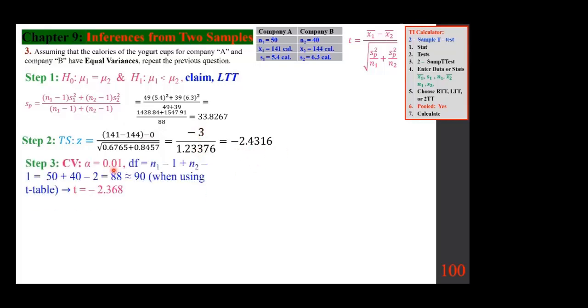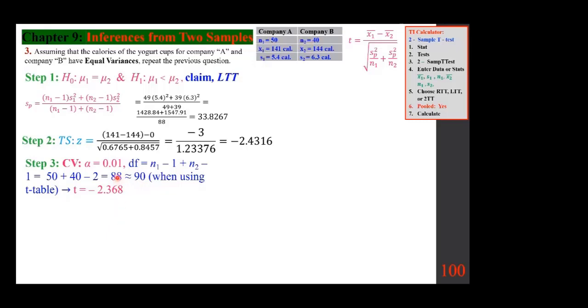Critical value, alpha is 0.01. Degrees of freedom, they add up. In other words, 50 minus 1, 40 minus 1, they add up to 90 minus 2, or 88. Now, again, if we are going with the table, it's limited. 88 doesn't exist. Sometimes they go down. I think it's better to go with the closest number, so 90 is fine. And again, some texts say always go down.